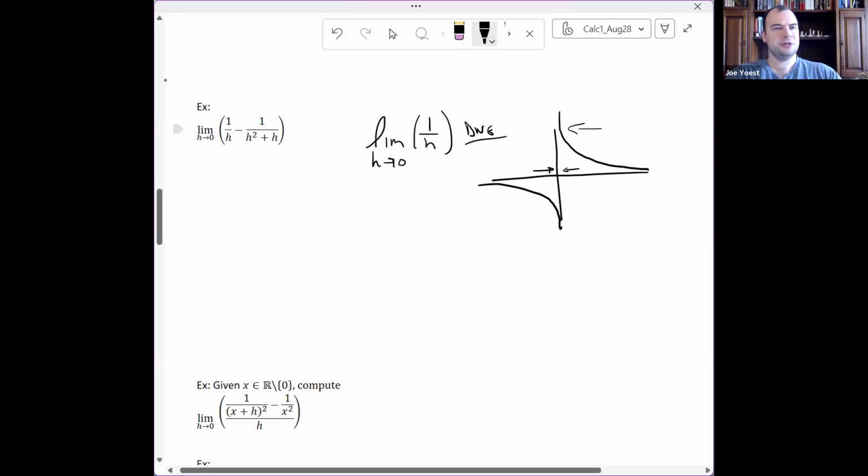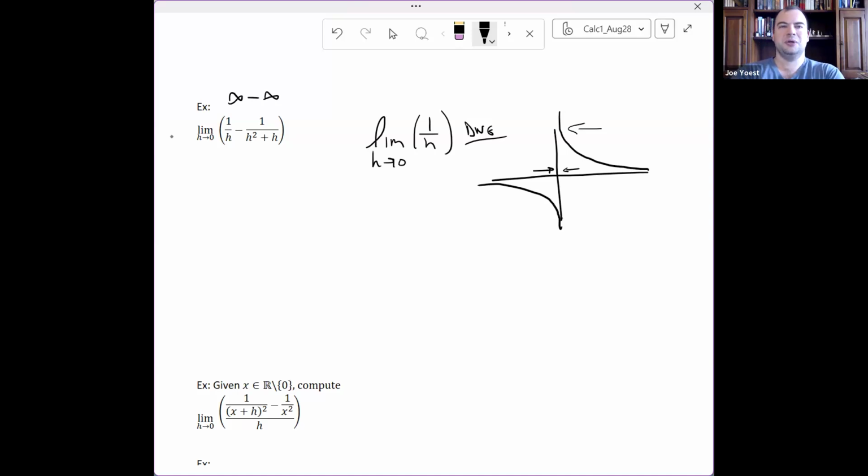If I did try to force the issue and see what would happen, I would get something that looks like infinity minus infinity, because the second bit, the 1 over h squared plus h, is doing a similar thing. Infinity minus infinity is another kind of indeterminate form. For something that has that form, the limit could be 0, it could be infinity, it could be negative infinity, it could be 12, it could really be anything. So we see that we get an indeterminate form here. The limit could not exist as well. That's another important possibility.